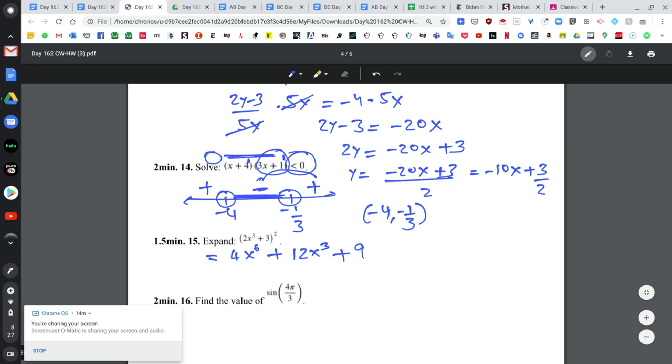Okay, last question of the day. See if you can do 16 yourselves. Remember, pi over 3 is 60 degrees. So we'll first convert to degrees. Then 4 times 60 is 240. So that's actually sine of 240. And 240 is in quadrant 3. It's far away from the axis, so the reference angle is 60 degrees.